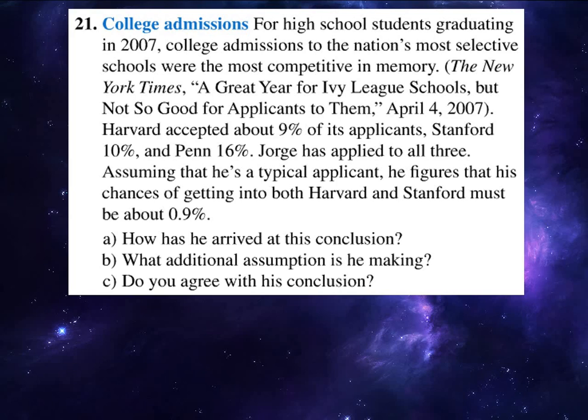Okay, this is an actual math problem. This is all about thinking, explaining, and justifying. So read through this. We're not talking about Jorge's parents bribing the college to say that you were on the rowing team. Okay, so how did he arrive at the conclusion that his chances of getting into both Harvard and Stanford are going to be about 0.9%? What did he do to get that number?